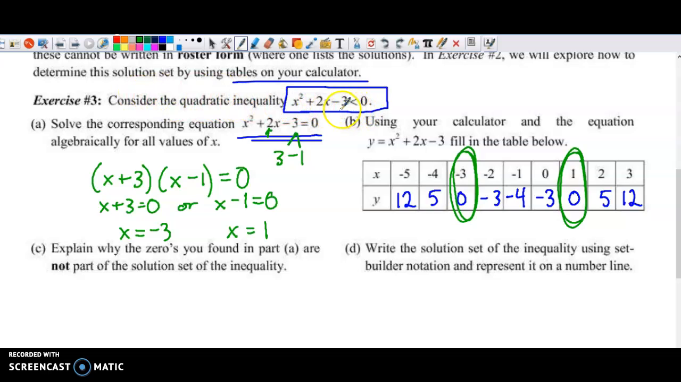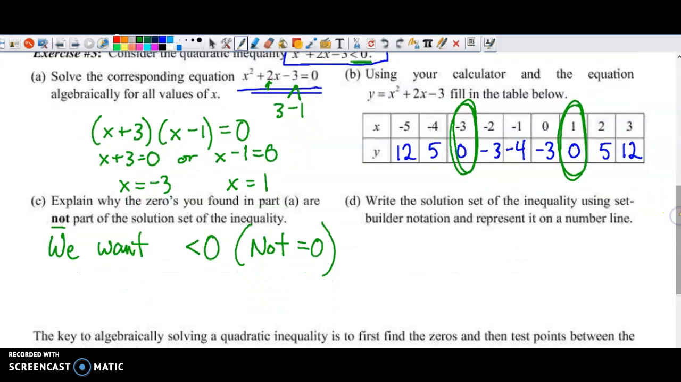the equation, we actually didn't care where it equaled 0. We cared where it was less than 0. So that's why, in part C, the zeros you found in part A are not part of the solution set, because we want less than 0, not equal to 0. And the other way of talking about that is that the types of numbers that are less than 0 are negatives.